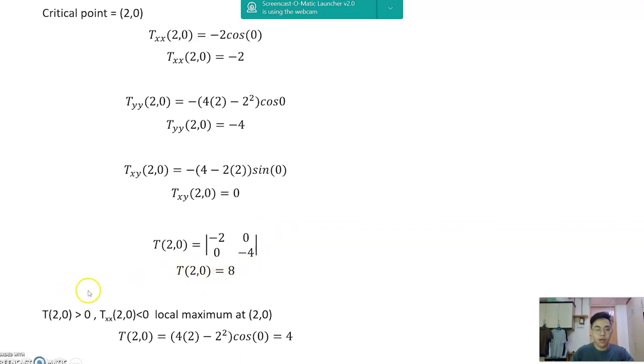After that, we can get a conclusion that this is more than 0 and the derivative of xx is less than 0. We get that the critical point is a local maximum. By substituting this critical point into the temperature formula, we get that the temperature at the highest point is 4 degrees Celsius.